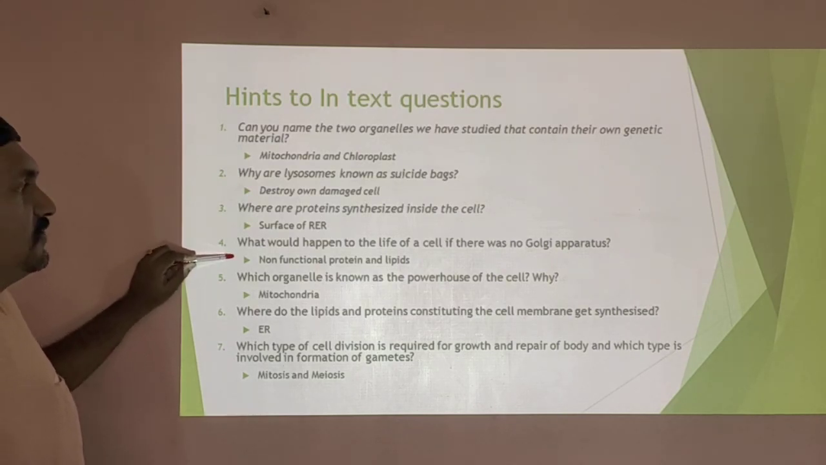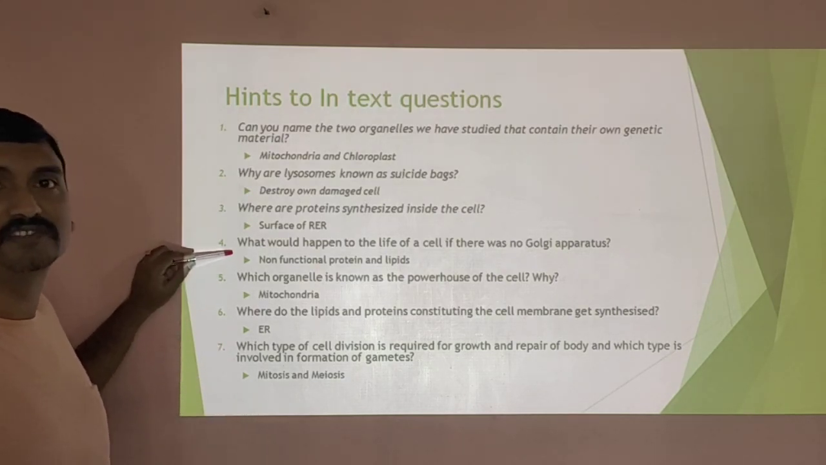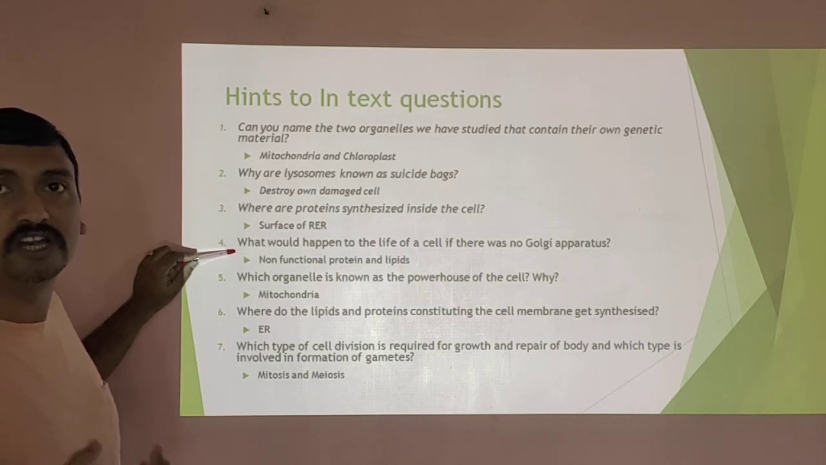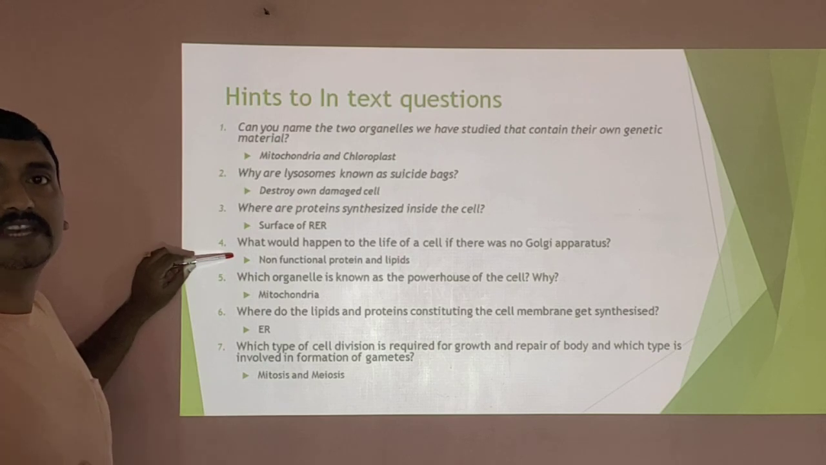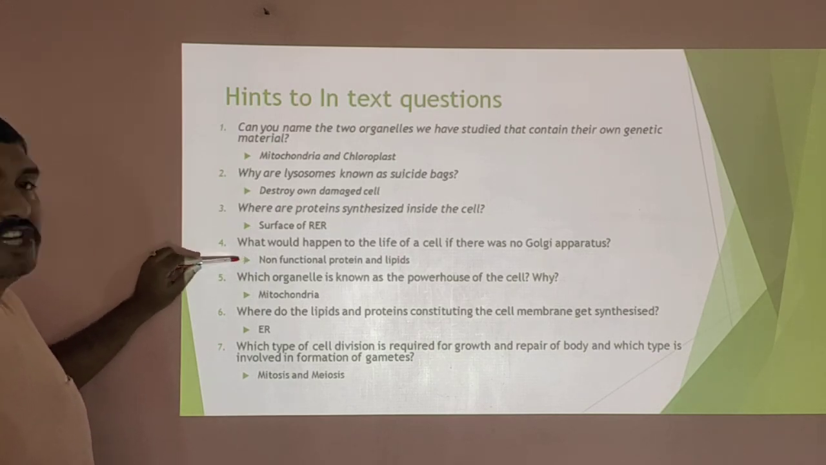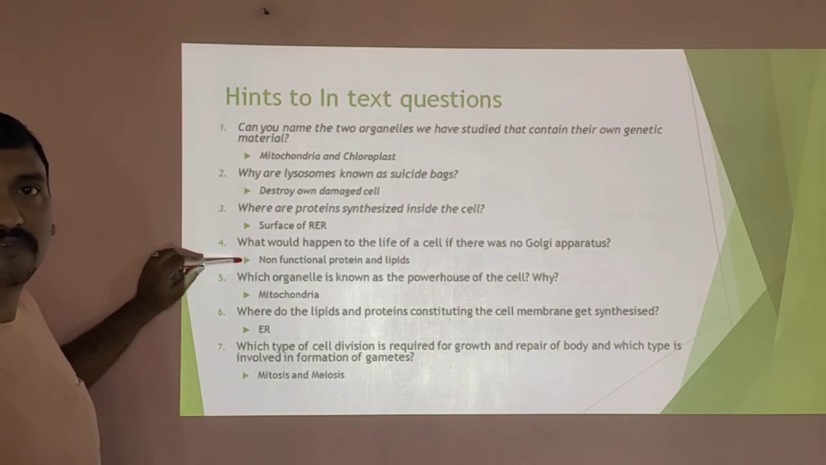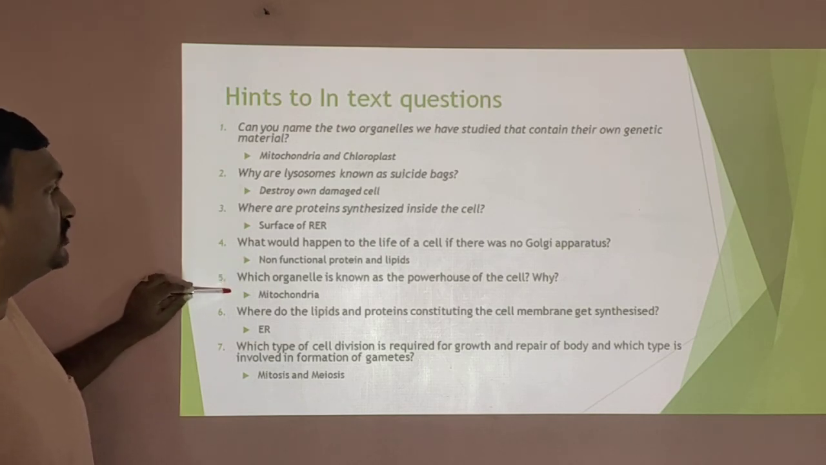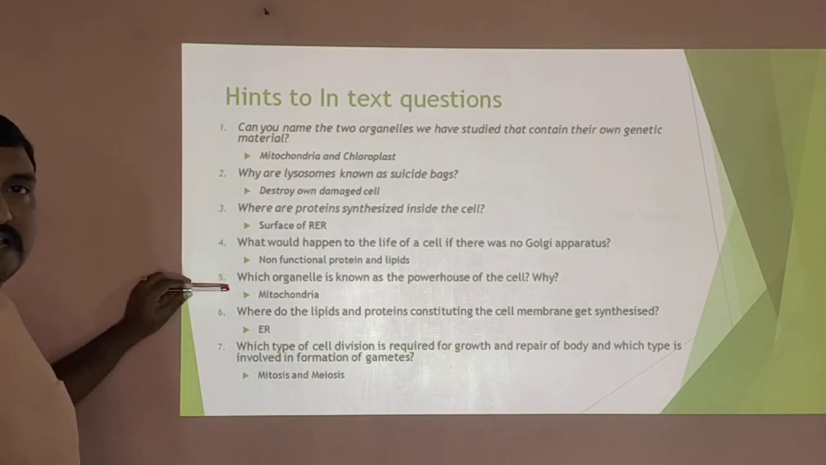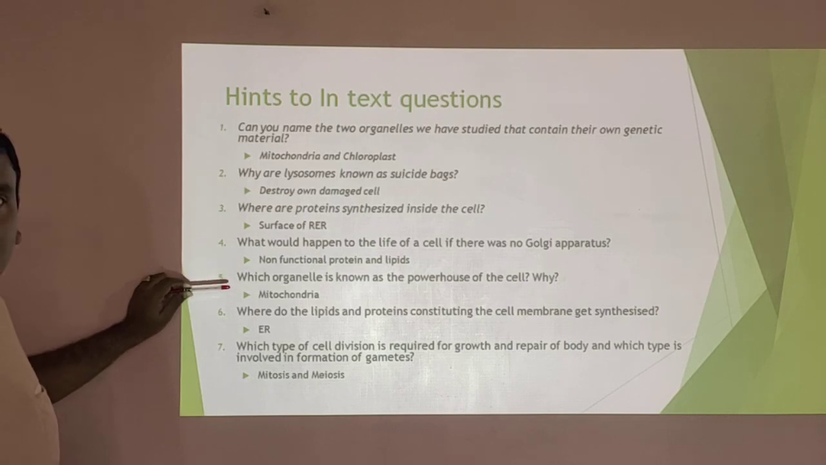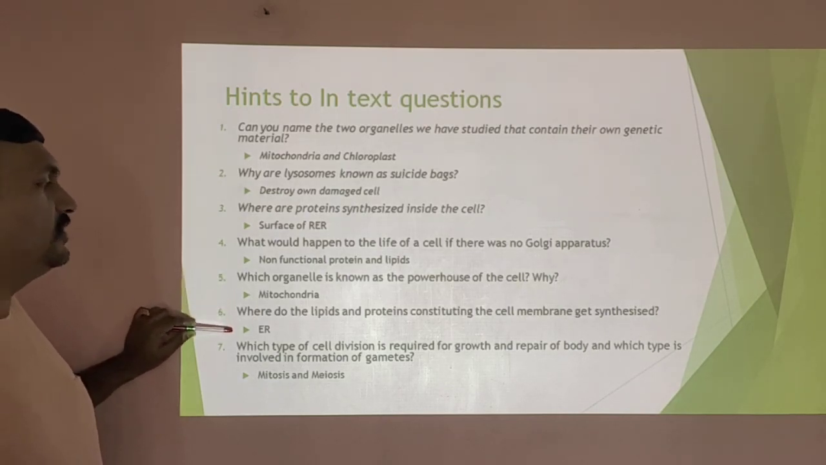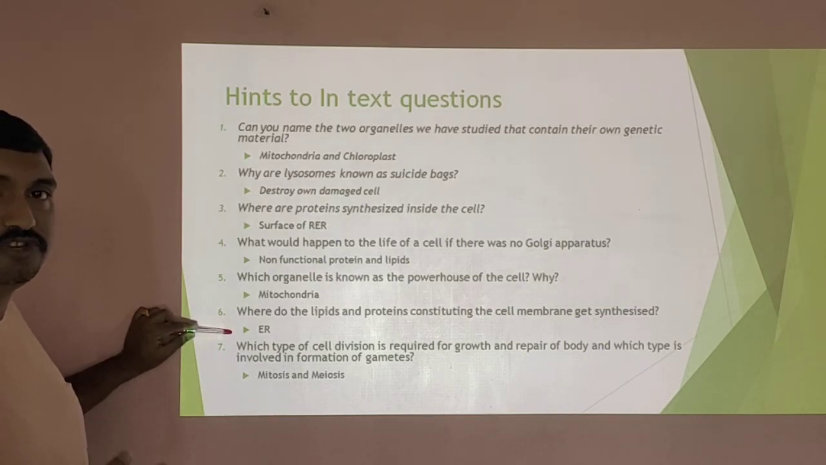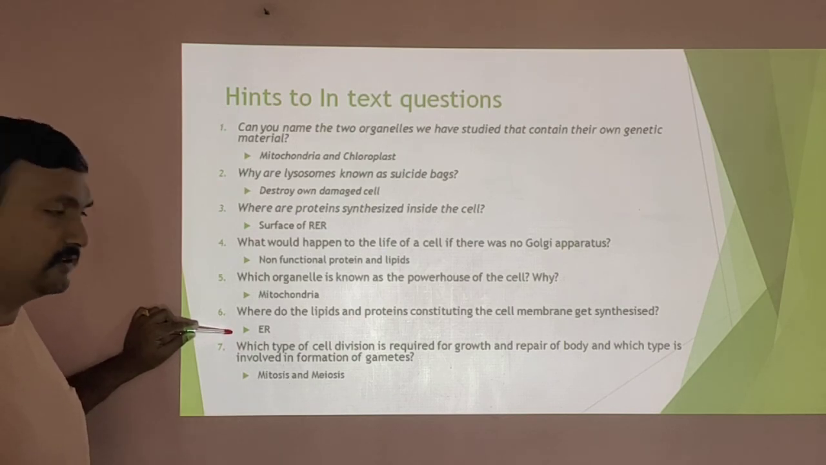What would happen to the life of a cell if there was no Golgi apparatus? So think about its function. Its function was mainly to modify the proteins and lipids. So those modifications will not happen. They will remain non-functional proteins and lipids. Which organelle is known as the powerhouse of the cell? Mitochondria. Why? Because they can generate ATP, that is the energy currency. Where do the lipids and proteins constituting the cell membrane get synthesized? Again the same question, endoplasmic reticulum surface.